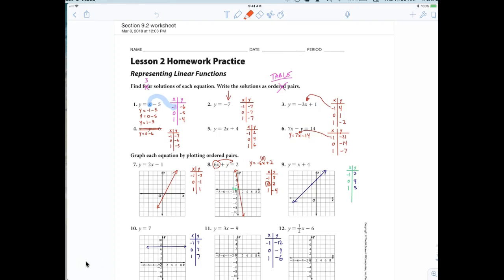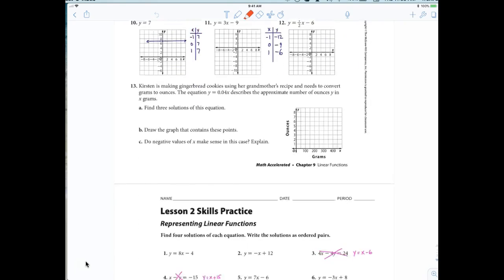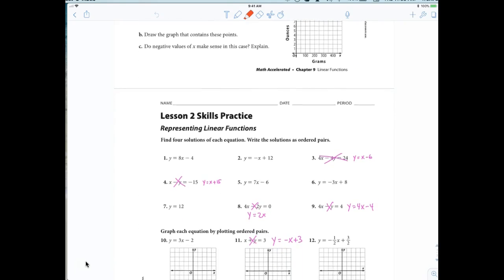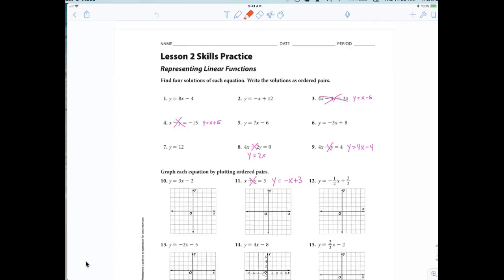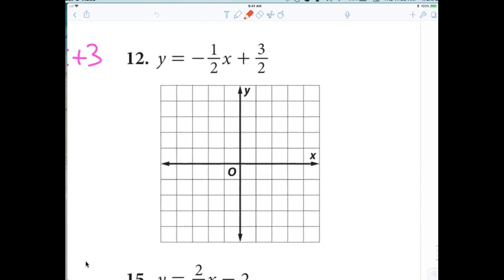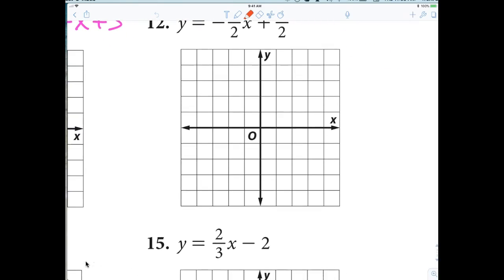Please. Eyes up now. Eyes up. Time to work. Okay. Which one, miss? One second. Okay. Number 12. Yep. This right here? -1/2? Yeah. All right. Oh yeah, that was my question.